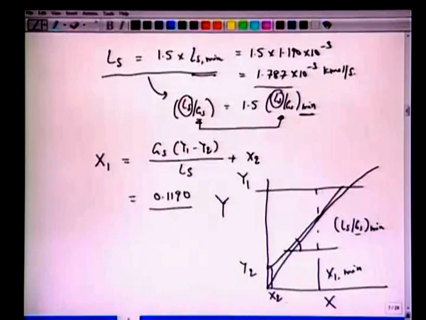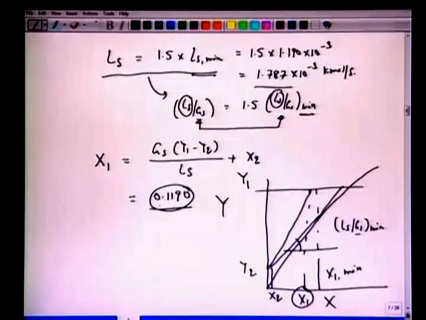When we take 1.5 times, now the curve will move like this, and the curve, when moved like this, is the operating curve. Now we will get x2, x1, which we have just now calculated as 0.1190. So if you want to solve graphically, that will also work.